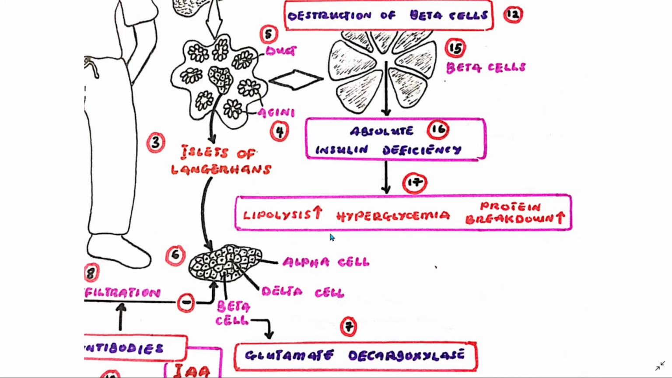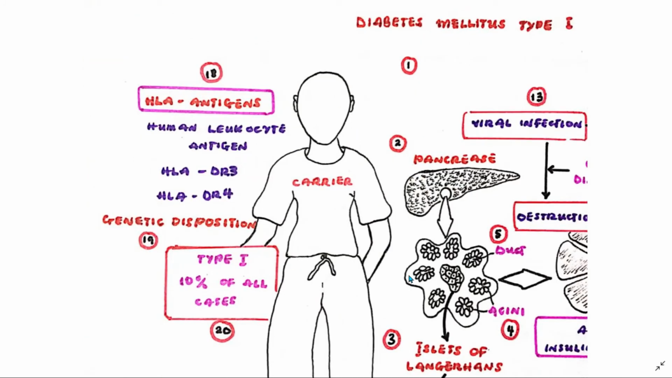Also, there is increased breakdown of body fat deposits as a source of energy. Now, this is called lipolysis. There is also increase of protein breakdown. Type 1 diabetes mellitus occurs more frequently in individuals who are carriers of certain human leukocyte antigens such as HLA-DR3 and HLA-DR4 due to their genetic disposition.